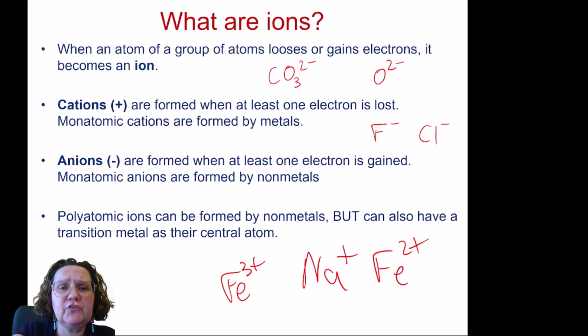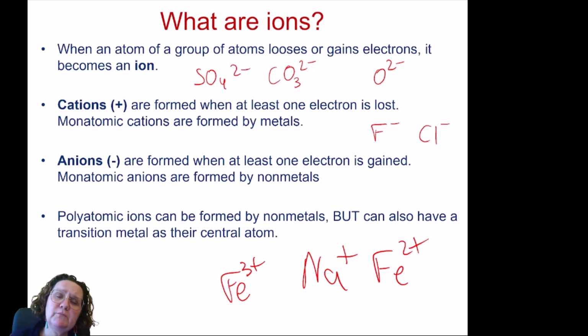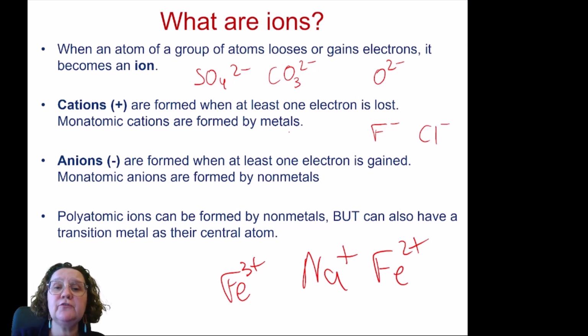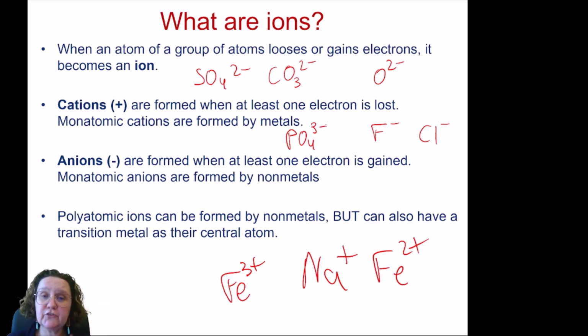Or the sulfate anion, so SO4, 2 minus. So the sulfur is in the middle, it's surrounded by the 4 oxygens, and collectively that conglomerate of these 5 atoms, sulfur and the 4 oxygens, has gained 2 electrons. Another one that has biological and environmental relevance could be, for example, the phosphate anion, phosphates. That's a phosphorus central atom with the 4 oxygens, and collectively that group of atoms has gained 3 electrons.